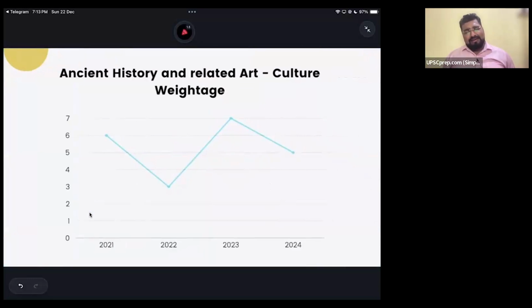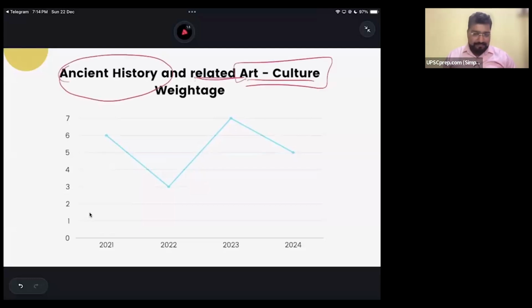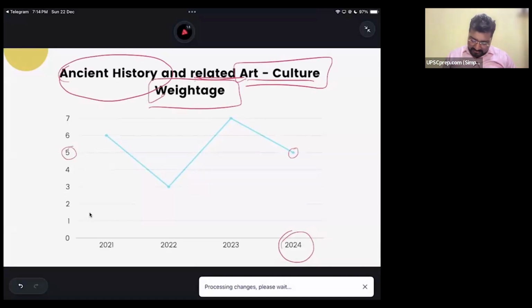Now, ancient medieval art and culture पढ़ना क्यों है? Why we need to study ancient history, art and culture for prelims? What is the weightage? See, ancient history and the related art and culture questions. Okay. There was weightage. Like if you see 2024 paper, directly 5 questions were there. 2023 had 7, 2022 had 3, 2021 had 6. So you can see ancient history and the related art and culture.